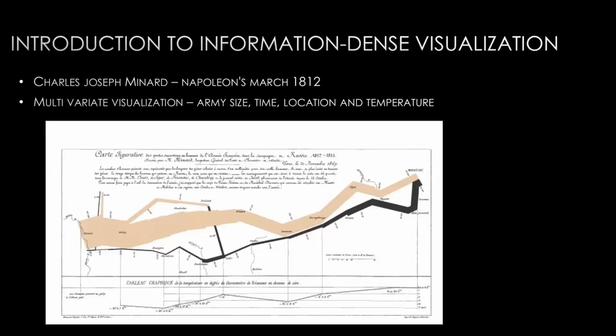One of the graphic tools used in his book is called Napoleon's March, which was created by Charles Joseph Minard. This graph basically shows Napoleon's army losses in the Russian campaign of 1812.